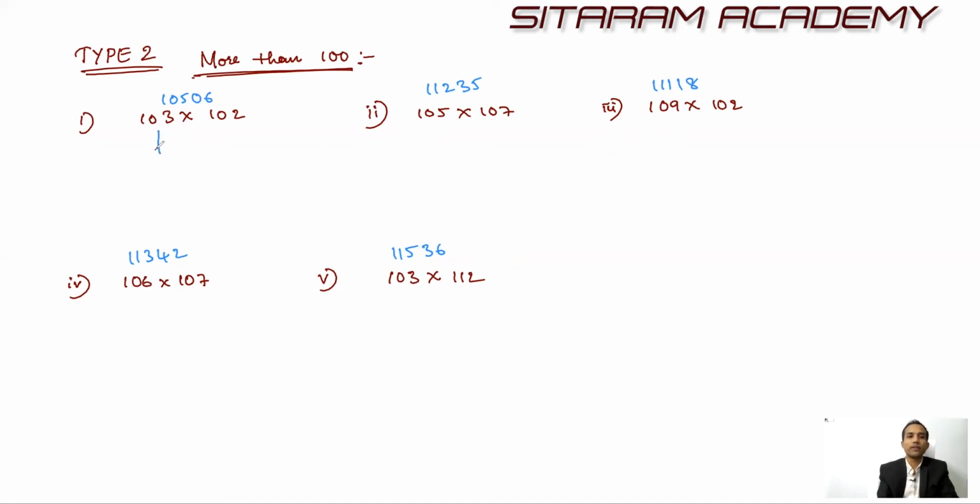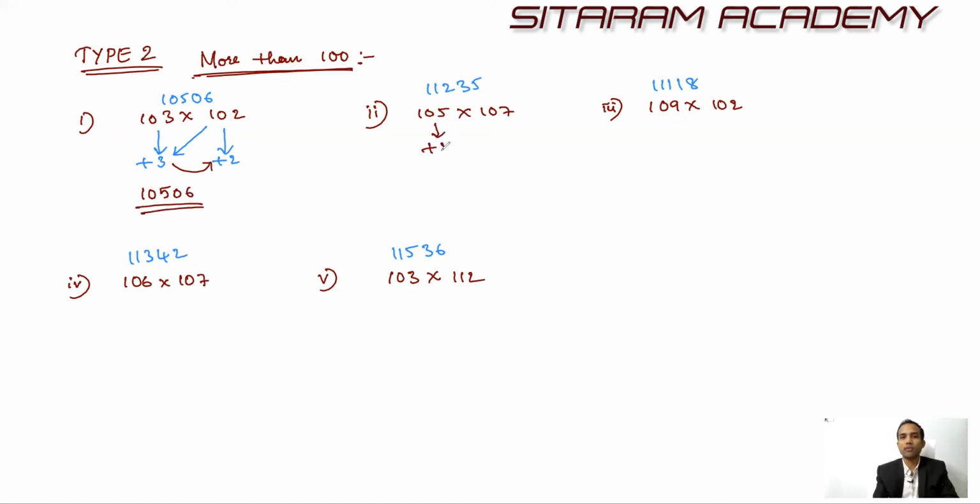How? This is 3 more than 100 and this is 2 more than 100. Like the previous type 1 where there is minus, so you subtracted. Here we have plus. These both numbers are more than 100, so that's why we need to add. 102 plus 3 is 105. And then we have to multiply these both. 3 2s are 6. In 2 digits we will write. So 10506.